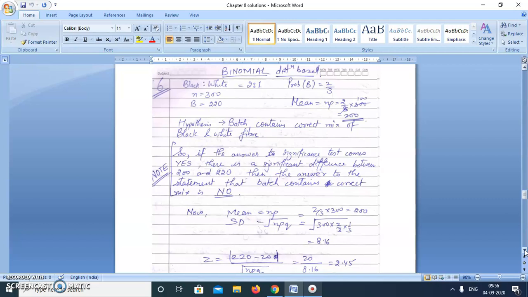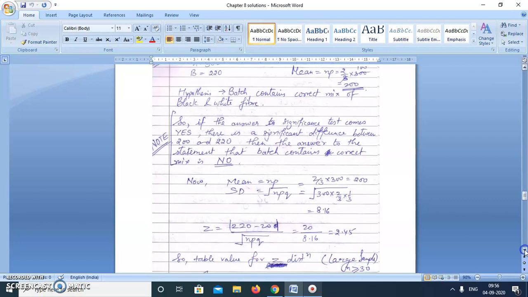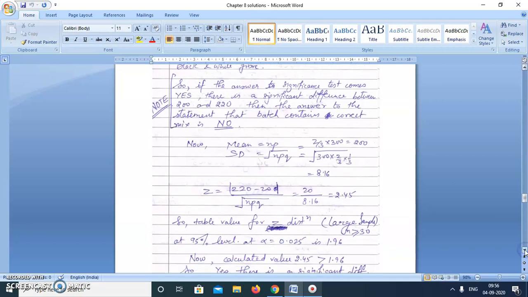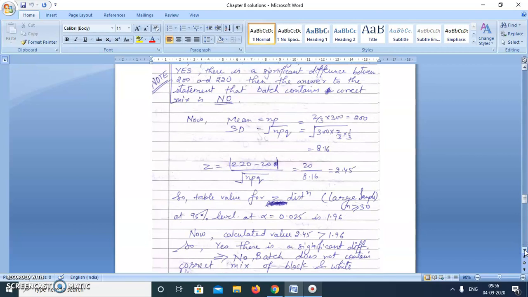In the case of binomial distribution, mean is equal to NP and standard deviation is equal to root NPQ. So we'll calculate mean and standard deviation, and we'll calculate the Z statistic because it is a large sample question, and we'll find the table value for Z distribution, which is 1.96 in this case, and the calculated value is higher. So yes, there is a significant difference.